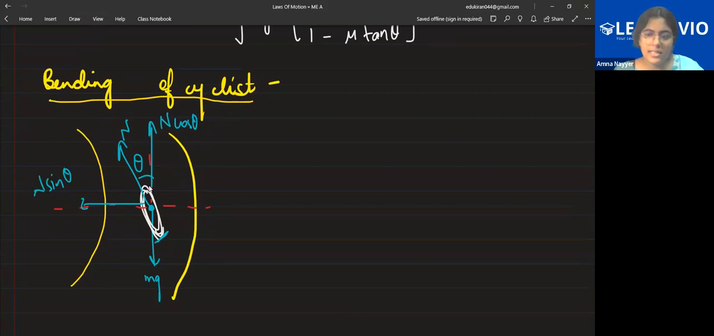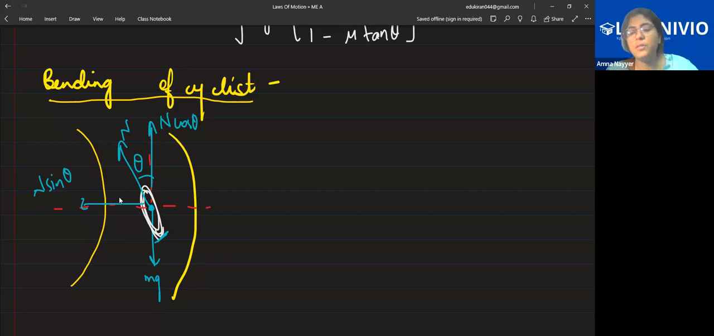So see, since the cycle is turned, the normal reaction, if I am like this, normal reaction towards the ground is like this. If I have turned myself, this is also turning. So this way we have the normal reaction, downwards we have mg. Now we have resolved it: N cos theta, N sin theta.